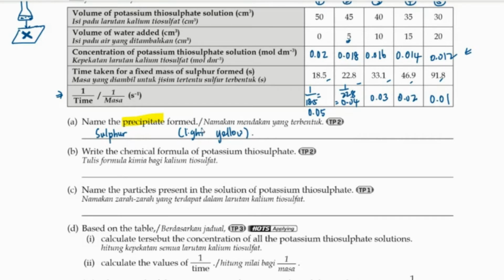Now, write the chemical formula for potassium thiosulfate. Okay, potassium thiosulfate. So what is the formula, class?